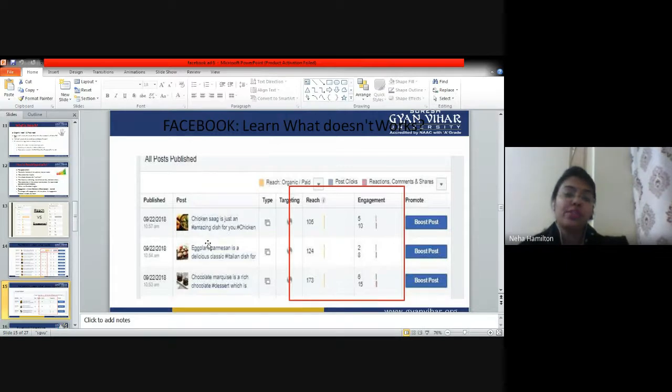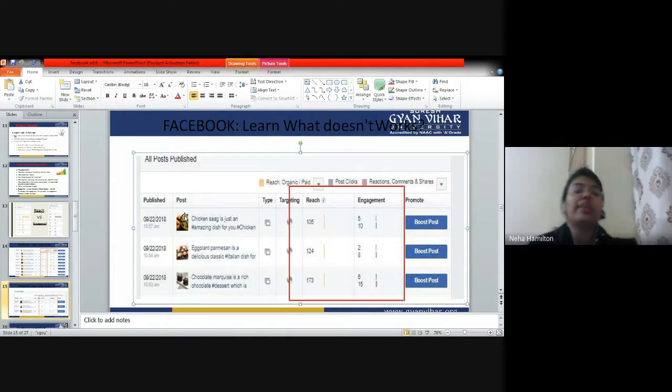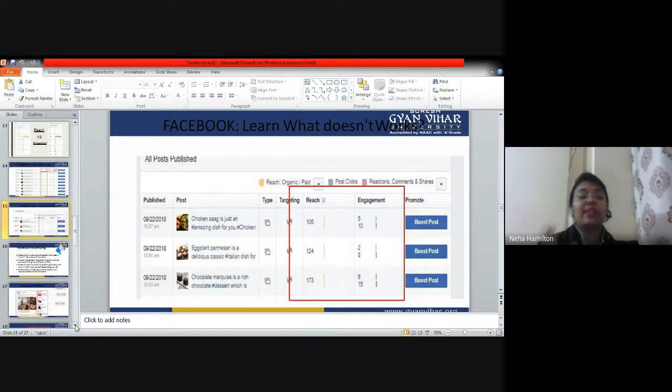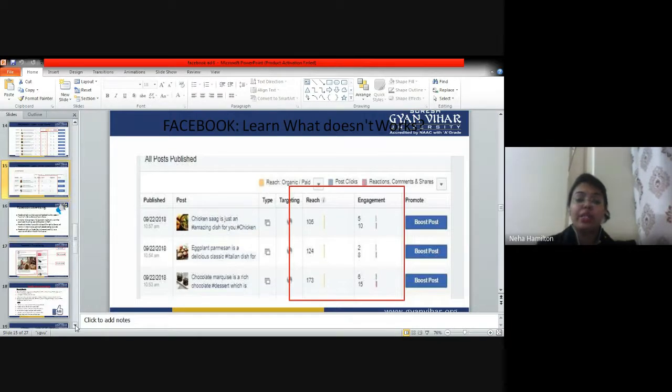Point number two is maybe the picture of the first post is much more colorful and creative as compared to the second post. Now you have to go to the post and read the language that you have used. Maybe the language in the first post is simpler, easier to understand as compared to the second post, right? So you have to compare these two posts and find out why this post is having more engagement as compared to the second post.